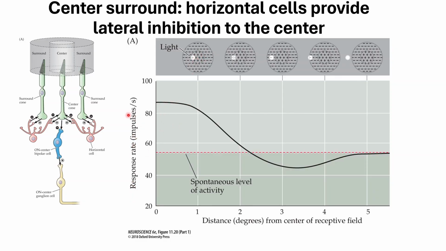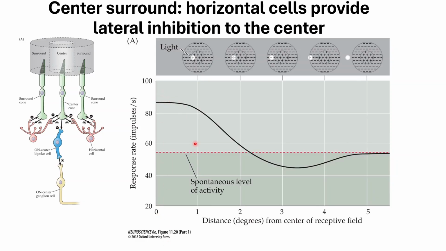As we're seeing here, this is the number of action potentials happening per second. The spontaneous level of activity is shown here. So this neuron, this on-center ganglion cell, at the basic level of illumination apparently prefers to fire at around 55 impulses per second. But if we shine even just a little bit of light in the center, we can increase its firing rate substantially to something like 88 action potentials per second. So that's what this is doing here.